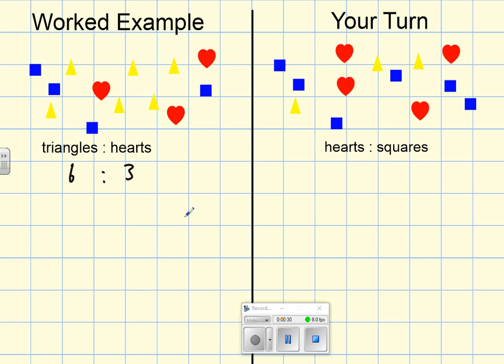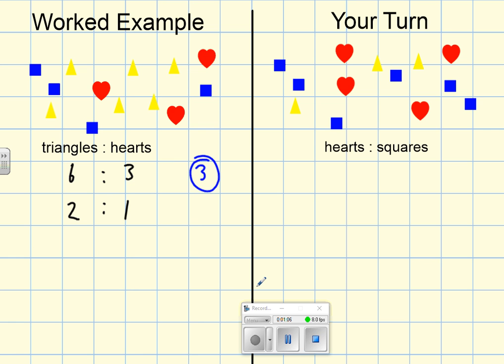Now if I look at those two numbers, 6 and 3, I can see that they are both in my 3 times table. And what I'm thinking about is my 3 times table: 3 multiplied by what gives me 6, and 3 multiplied by what gives me 3. So the ratio of triangles to hearts, which is 6 to 3, can now be simplified to 2 to 1. For when we're doing calculations, that can often be a much simpler set of numbers to use.